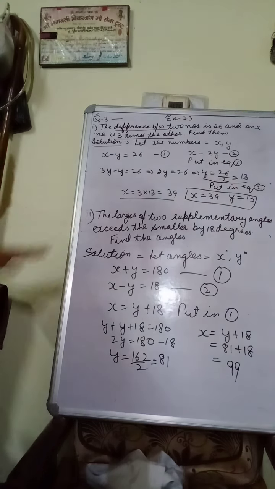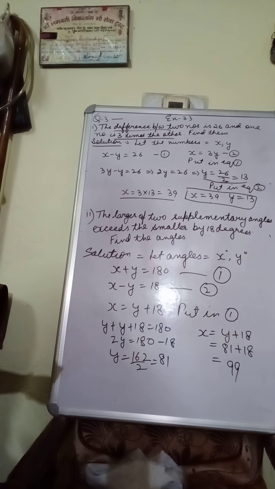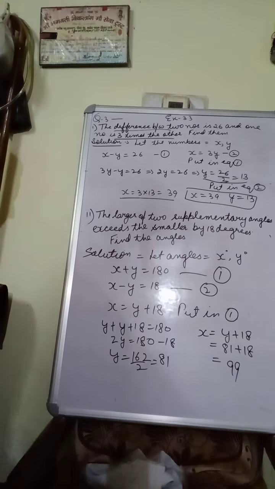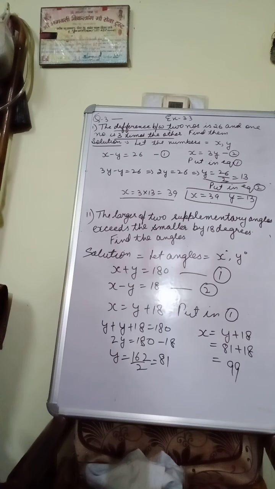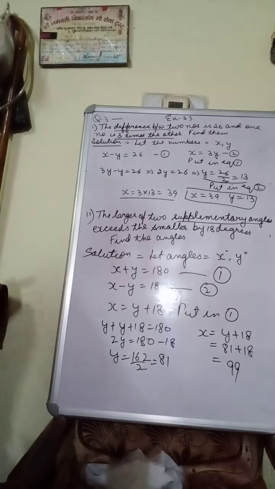Now come to the second part. The larger of two supplementary angles exceeds the smaller by 18 degrees. Find out the angles. Again two conditions are given here. One is the supplementary angles. So what are supplementary angles? The sum of the two angles is 180 degrees.